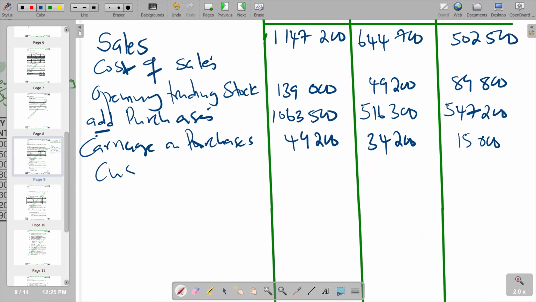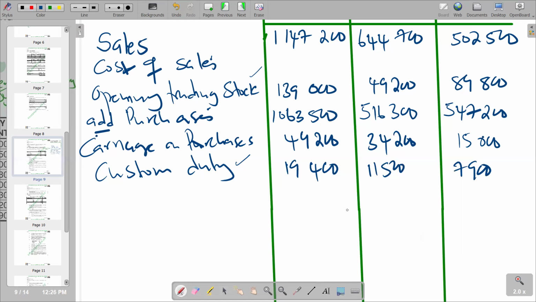So we're saying customs duty for cosmetics, the figure that we have is 11,500. For jewelry, we've got 7,900. So add now 11,500 plus 7,900, you get your total of 19,400. So that's what we have. So having done that, we can now add, starting from 139,000 here, starting from opening trading stock to our customs duties, and we put our totals there. So we can just try to do that.